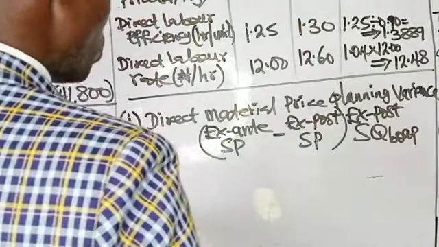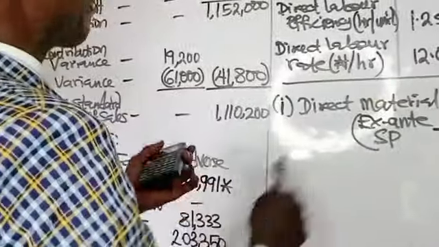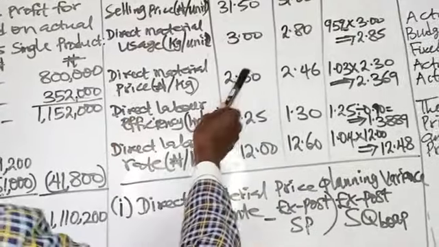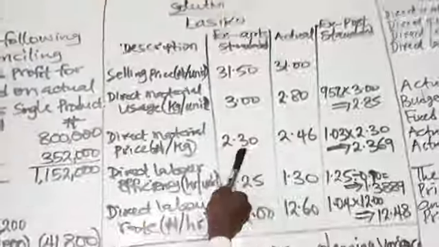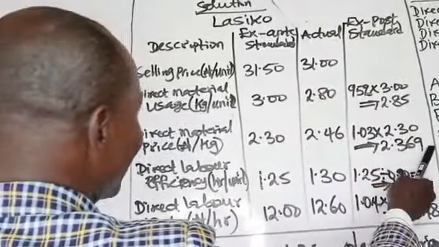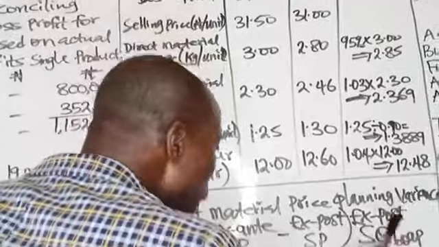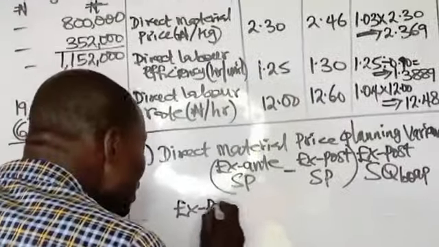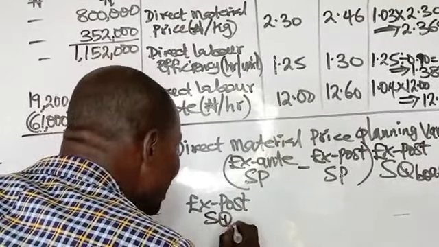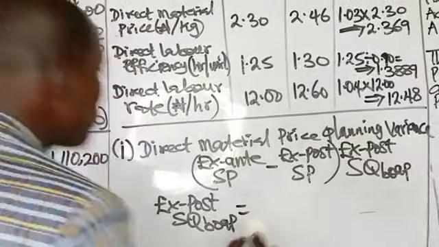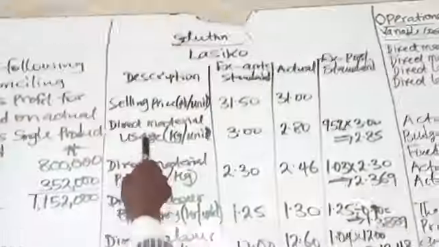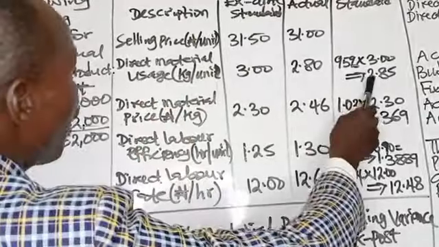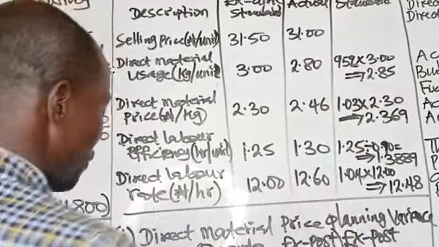Now, back to the question. Our ex ante standard price, from our previous solution, is 2.3, while ex post standard price is 2.369. Then what is ex post standard quantity based on actual production? We want to determine ex post standard quantity based on actual production. Notice the direct material usage. Therefore, ex post standard quantity is 2.85.